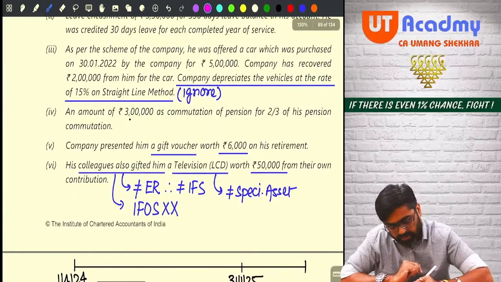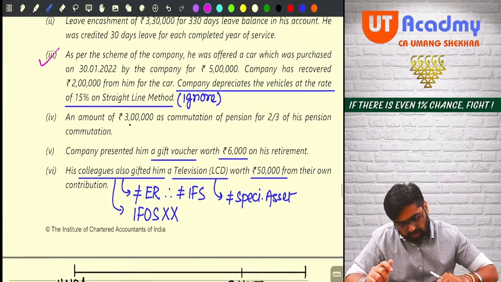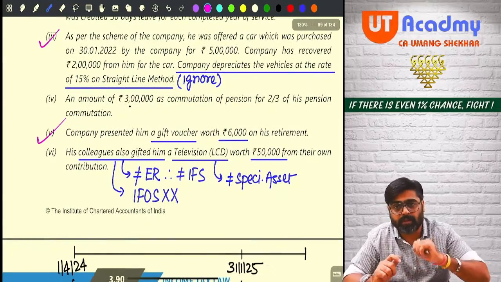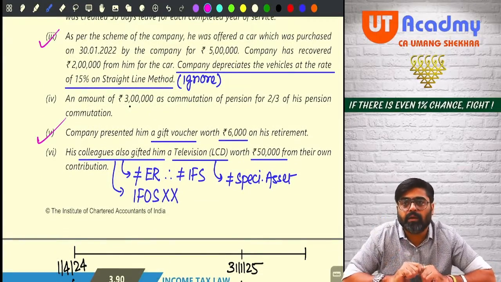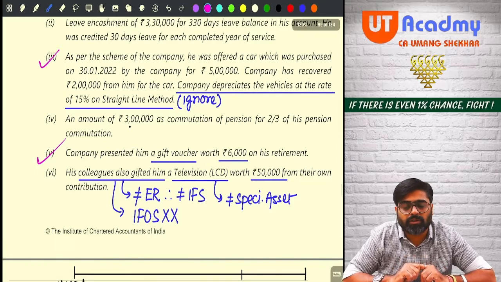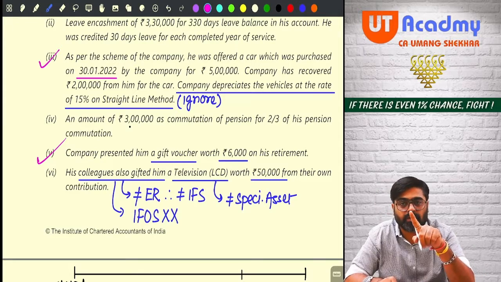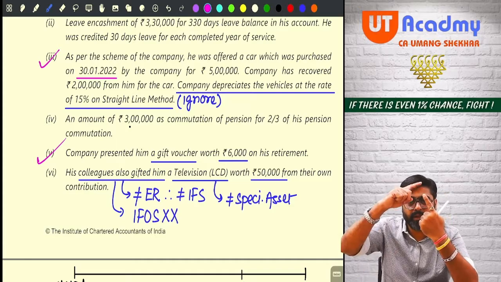I have already completed adjustment number 5. Now I am on adjustment number 3. They are saying that the cost of the car was 5 lakhs. This car was purchased by the employer on what date? 30th January 22. Now please pay attention.